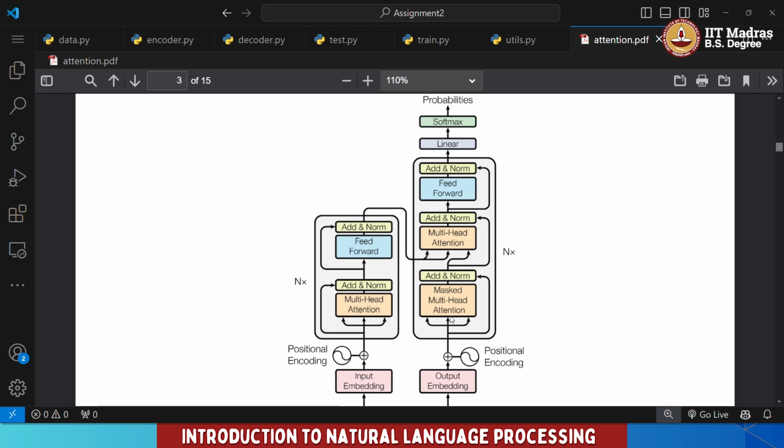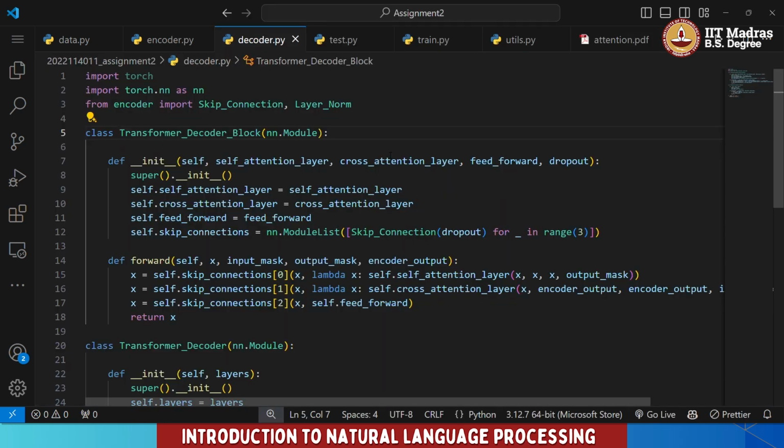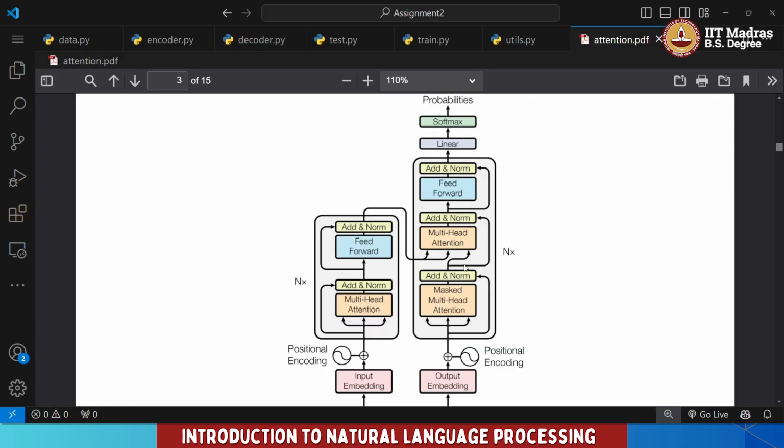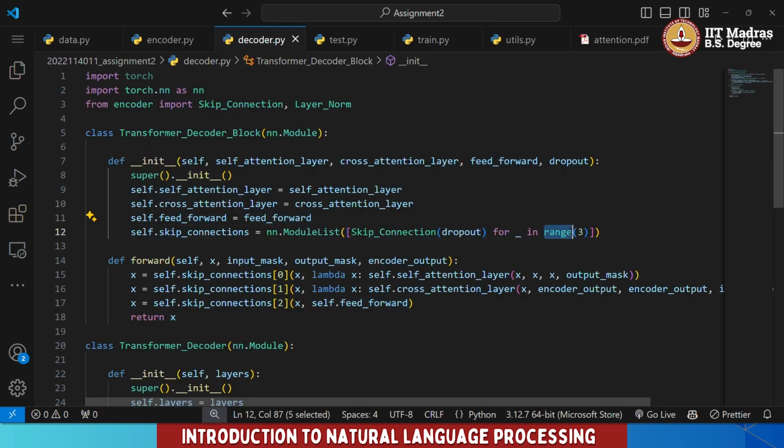Feed forward we had already defined. These two we have defined. We'll change the input parameters so you can see how cross attention is different from self attention on the implementation side of things. And again, this has n number of layers, num layers, as in the encoder block. So let's understand the code for the transformer decoder block, which is one layer of the transformer decoder. It has self attention, cross attention, feed forward, and skip connections. Since we have three skip connections, one over here, one over here, one over here, we define it in the range of 3.